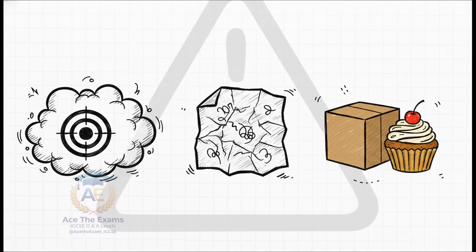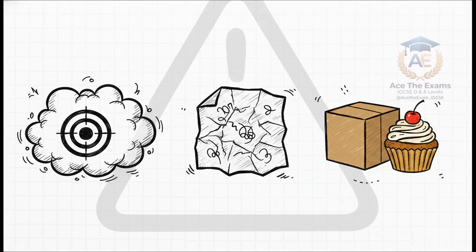Warning number 1. Answers are too vague and lack specific details. If you write, it's easier to raise money, the examiner is screaming, how? You must specify that it's easier to raise capital through the issuance of ordinary shares or debentures. Warning number 2. Poor format and presentation. We just talked about this. No massive walls of text. Break it up.